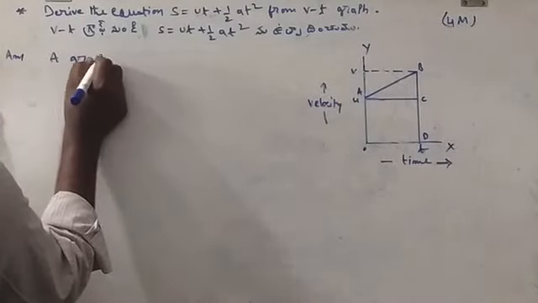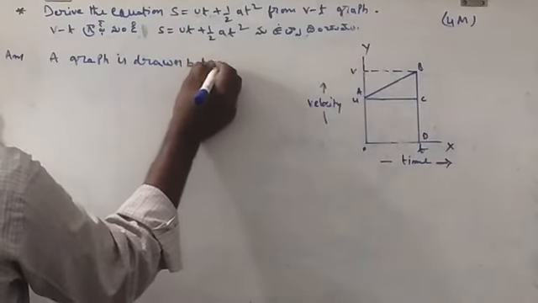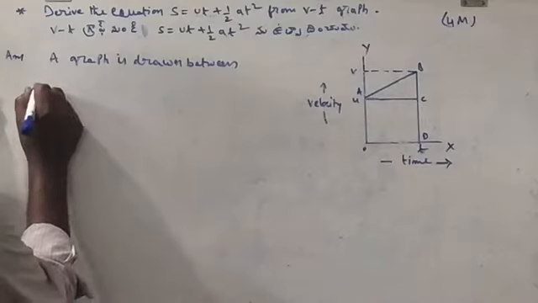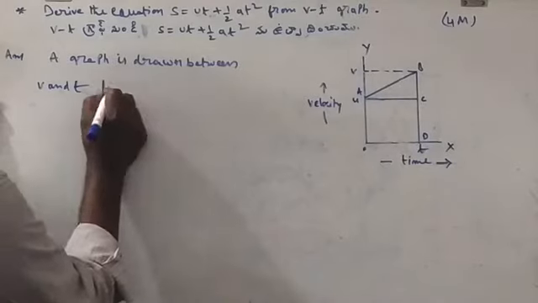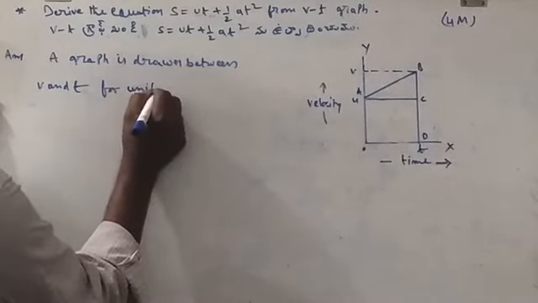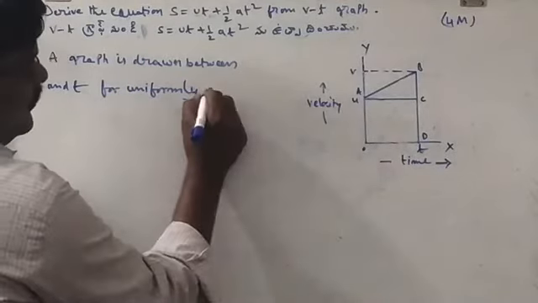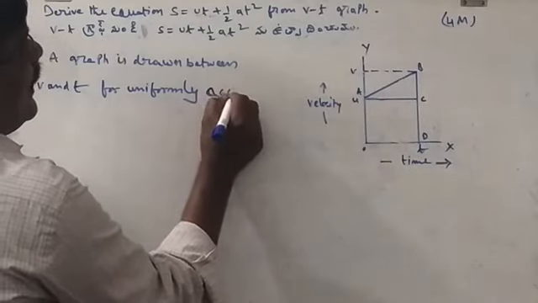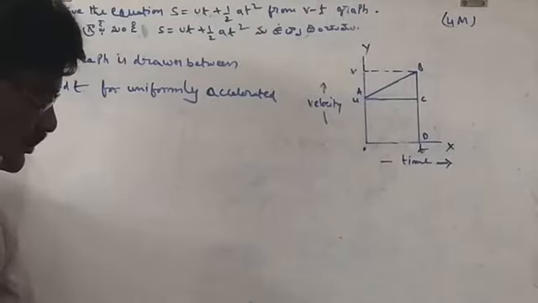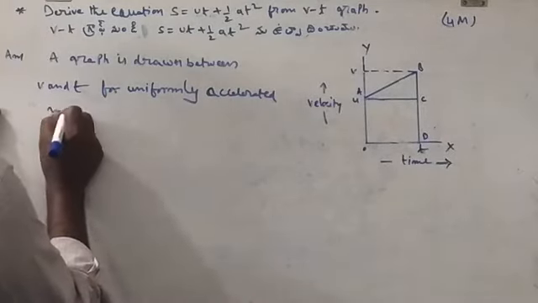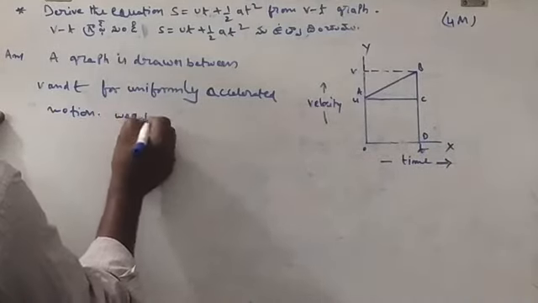A graph is drawn between V and T for uniformly accelerated motion. Motion will get this type.